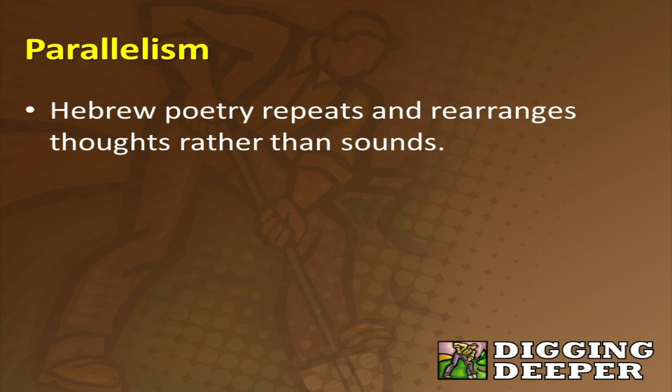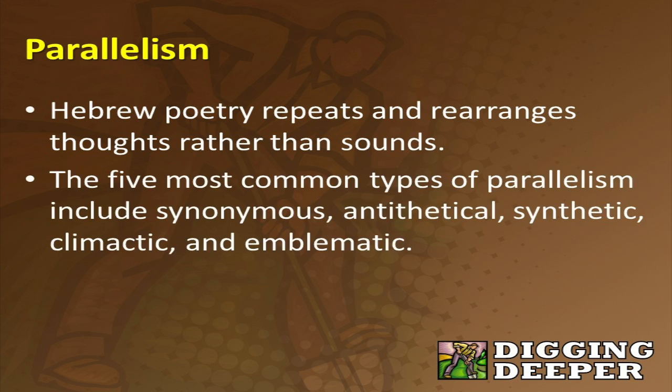First up, parallelism. Hebrew poetry repeats and rearranges thoughts rather than sounds. The five most common types of parallelism are synonymous, antithetical, synthetic, climactic, and emblematic. So we'll take a quick look at each of these to help you recognize them.